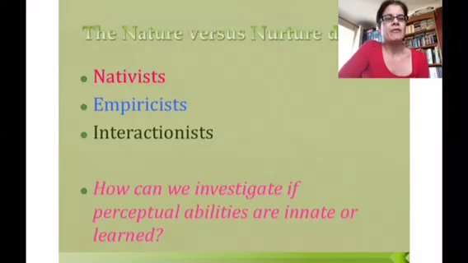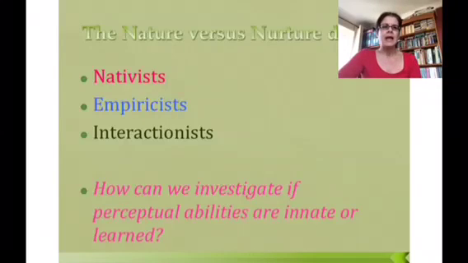Nativists, for example, believe that much of our human behaviour is due to our genes, or is behaviour which is adaptive or evolutionary. Empiricists, on the other hand, believe that much of our behaviour is learnt through our experience. Interactionists tend to view behaviour as a combination of genes and our environment. So how can we investigate if certain perceptual abilities are innate or if they're learned?